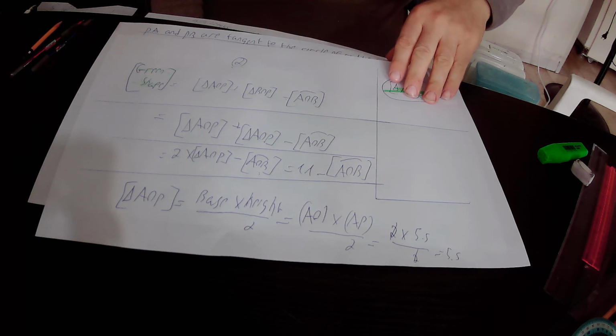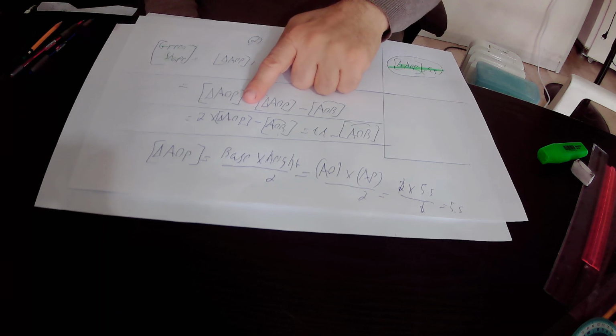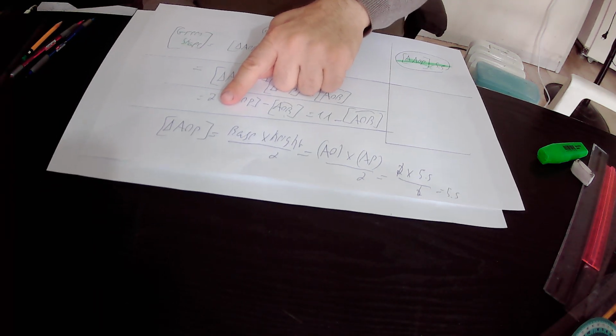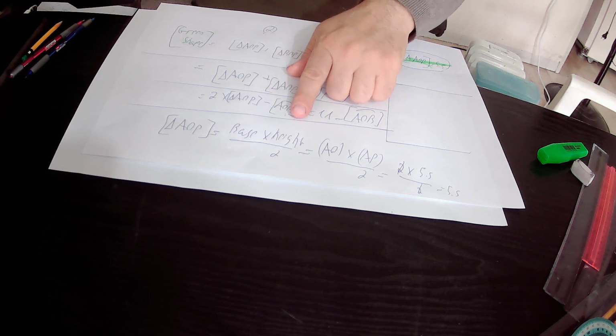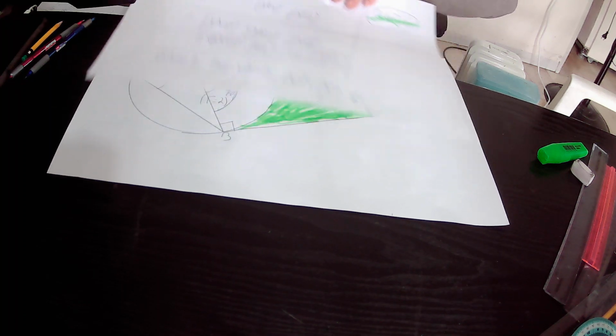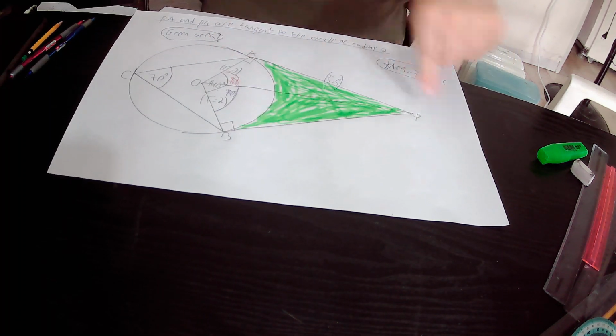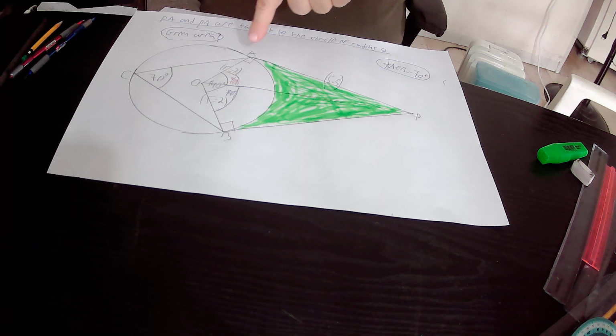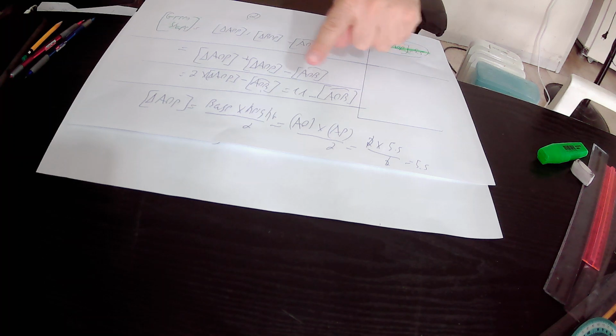So, what is the area of the right upper triangle AOP? The area of any triangle equals the base of the triangle times the height to the base over 2. So, here, what is the area of this right triangle APO? We took the base as AO, and therefore the height to the base is AP, because they create 90 degrees with each other. So, the base is AO, and the height is AP. Repeat again. The base is AO, and the height is AP divided by 2.